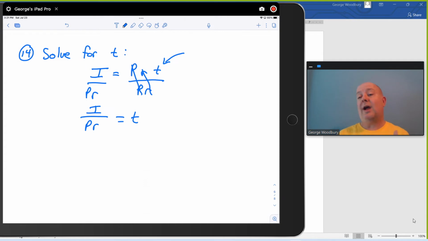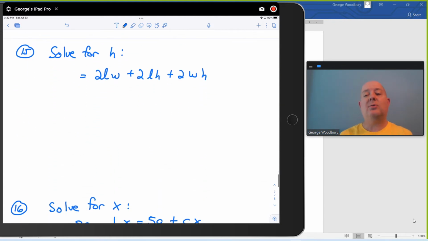Now, when you're asked to solve for a variable in a linear equation, typically we like to write that variable first. So I'm going to switch the sides here, just rewrite it as t equals I over pr. And basically what we have here in this formula is a new formula for calculating the time if you knew the interest, I, the principal, p, and the rate, r.